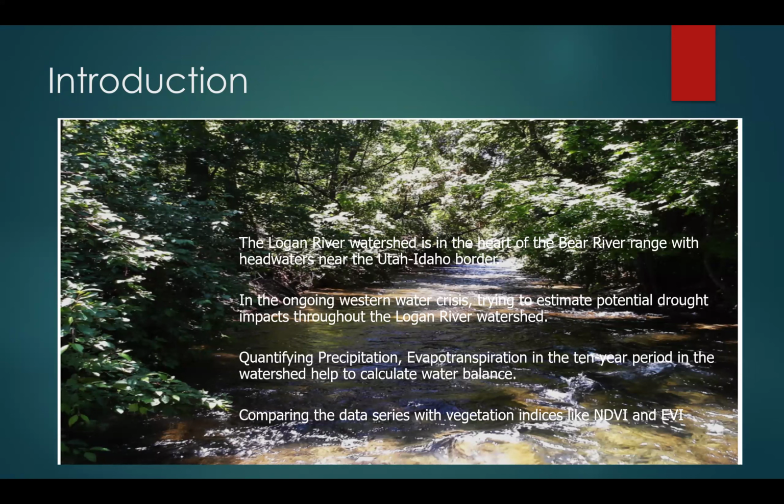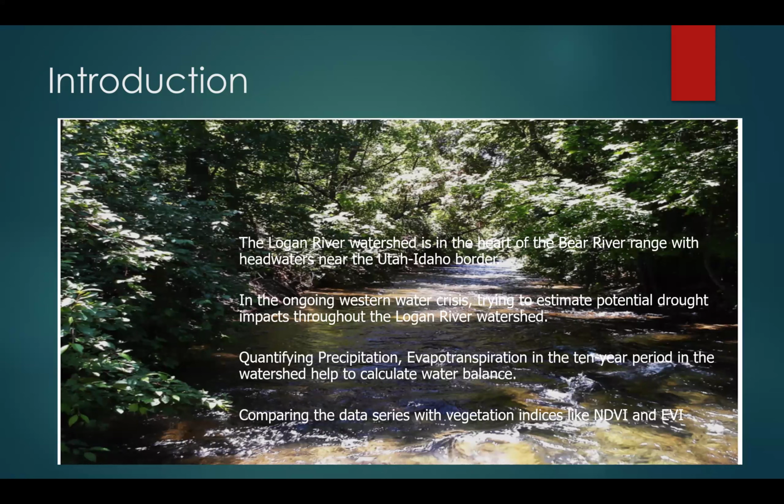It's a little blurry because of the white background. So, the Logan River watershed is the watershed that drains headwaters near the Utah-Idaho border. In the ongoing Western water crisis, especially because of the need for water optimization, I want to find out the conditions that lead to potential drought in the Logan River basin.